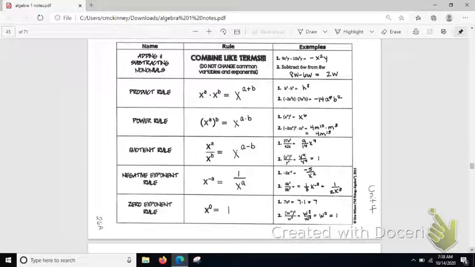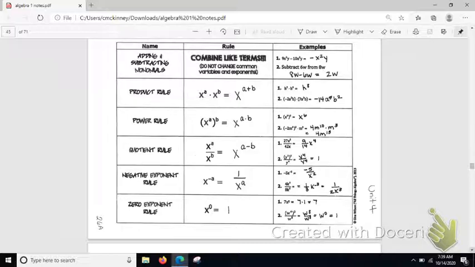Hey, we are in Unit 4 now, and here in Unit 4, we're going to be talking about polynomials. You may have already done a lesson about adding and subtracting monomials and polynomials, basically just combining like terms, keeping in mind that like terms have to have the same variable and the same exponent, both. All right? And there are some examples at the right.